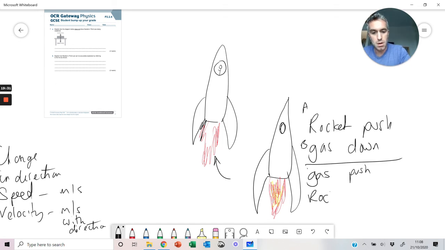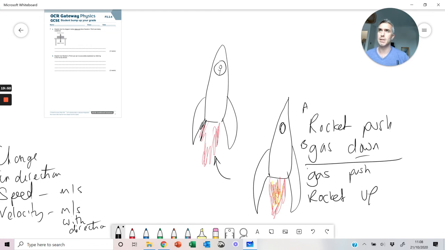rocket, because it's the same force, but in the opposite direction, up. Newton's third law. Rockets push gas down, gas pushes rockets up. That's how Newton's third law works. Object A exerts force on object B, and B exerts equal and opposite force on A.